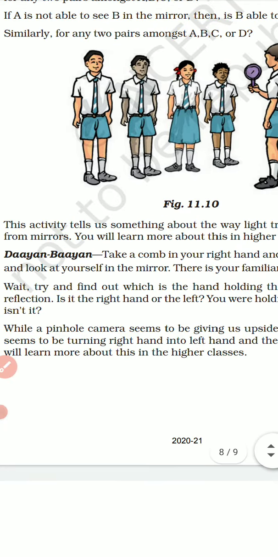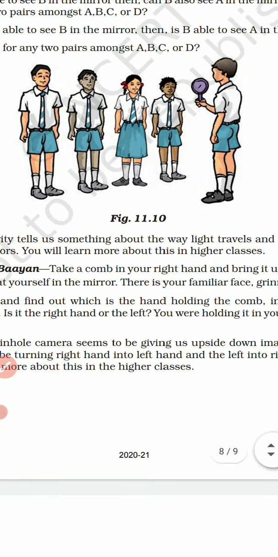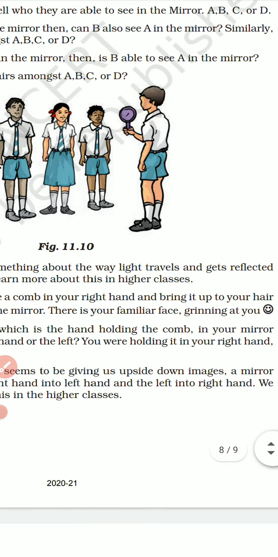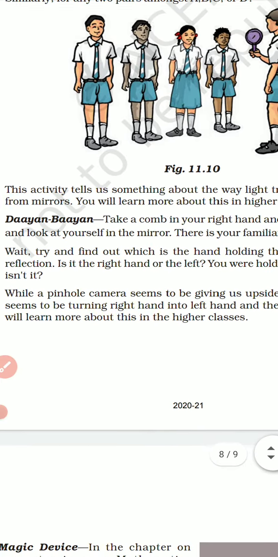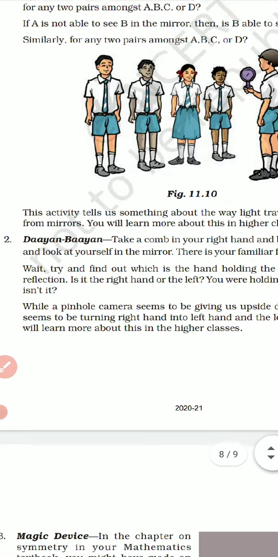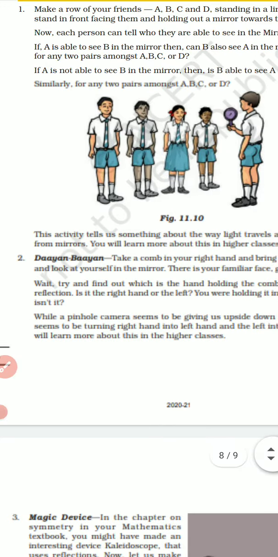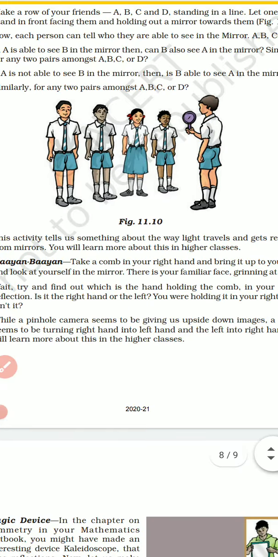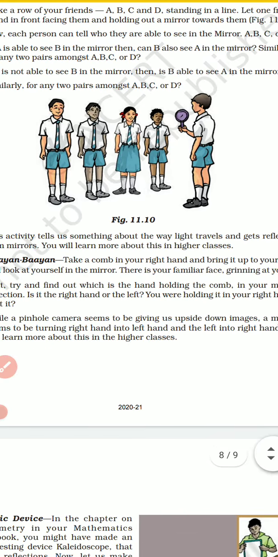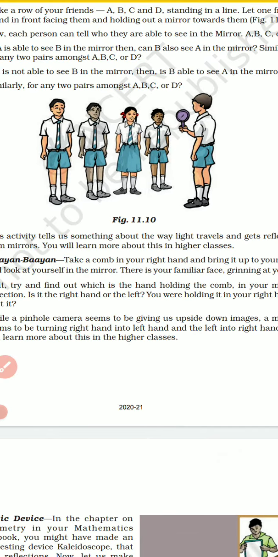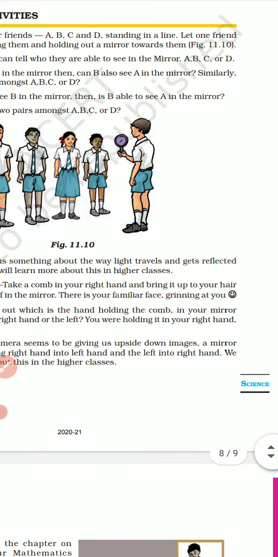Now, take a comb in your right hand and bring it up to your hair. Alright, and look at yourself in the mirror. So what happened? Take a comb in the right hand, bring it up to the hair and look at yourself in the mirror. There is a familiar face grinning at you.